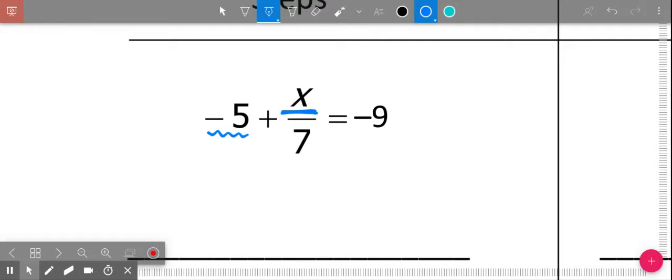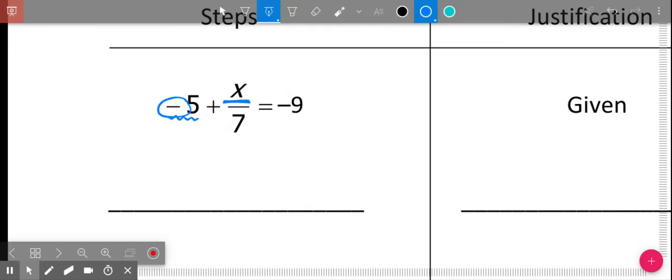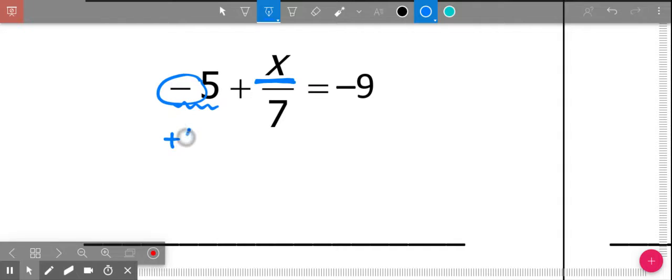So to get rid of the -5, it's negative. So that's like a minus sign. That's like subtraction. And the inverse of subtraction is addition. So that means we're going to add 5 to both sides.